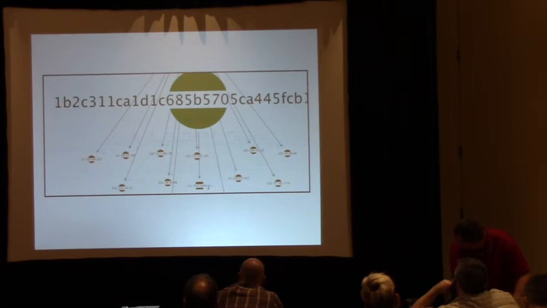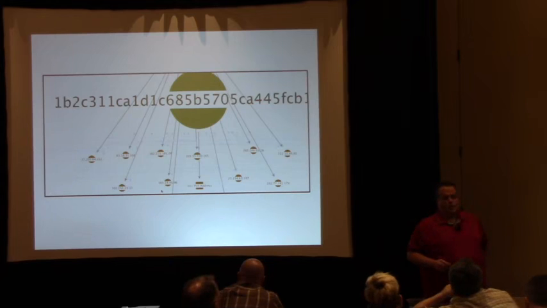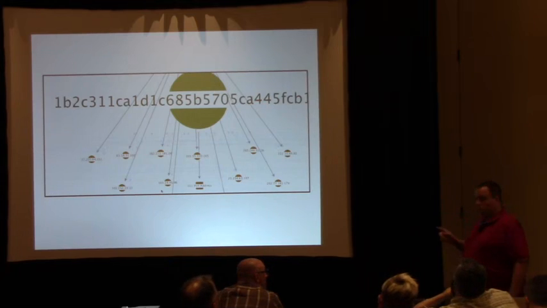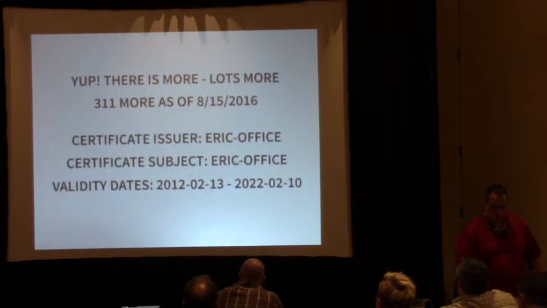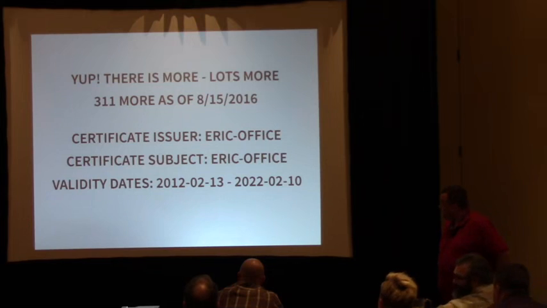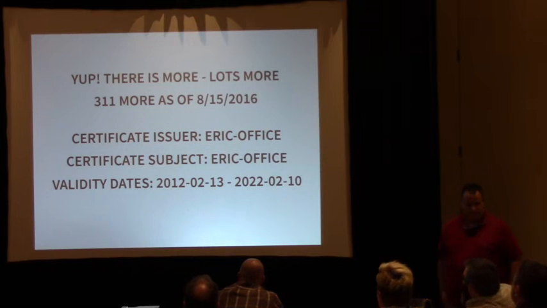Right here, you can see that's 300 different IP addresses that have been seen with the certificate on it. Actually, I think it's closer to 320 now. This was as of last week. So yeah, there's a lot more. So yeah, as of the 15th.